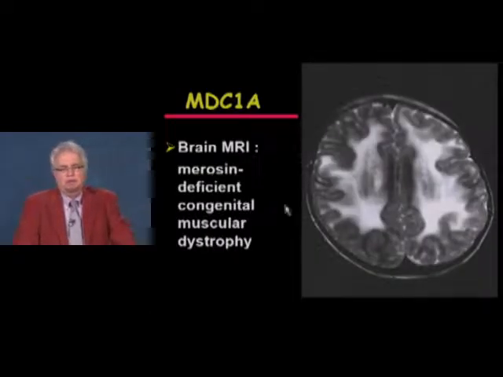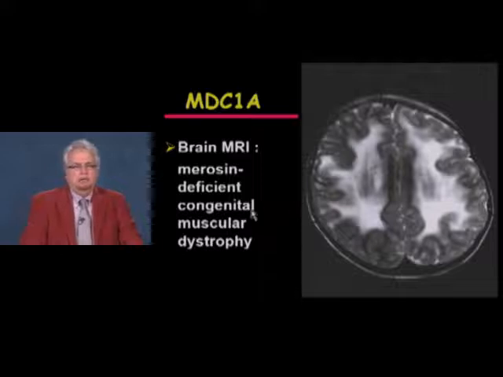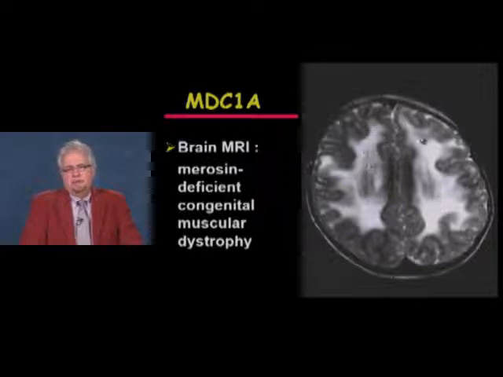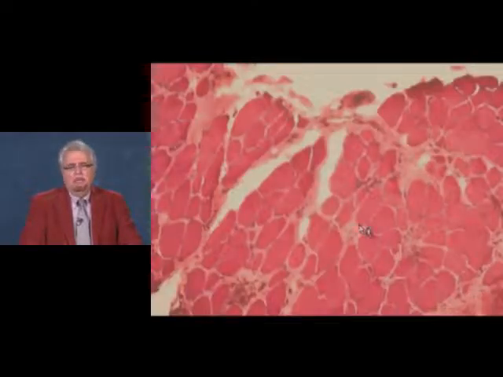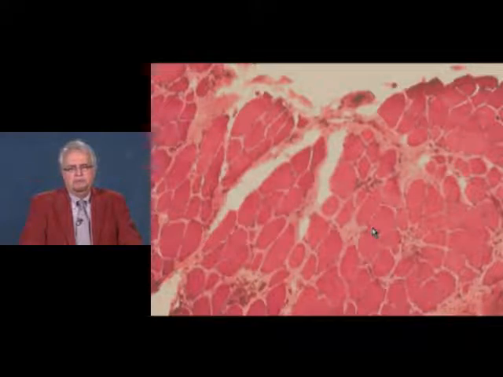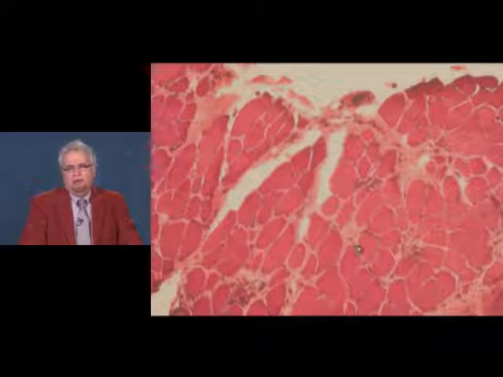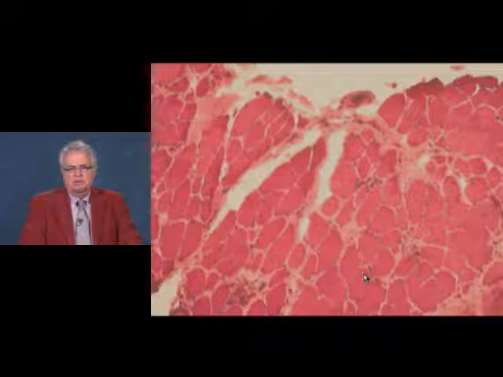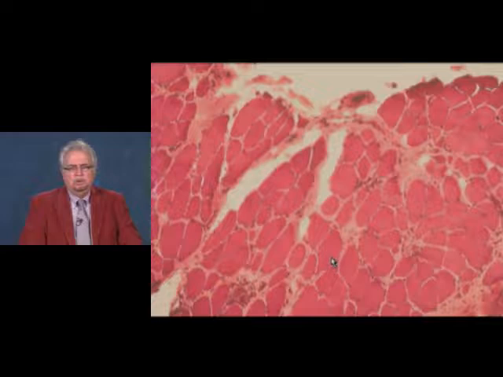If you do an MRI in a patient with MDC1A, it has a pattern of leukodystrophy. You see these hyperintensities in the white matter, which seem to be symmetric and bilateral. And if you do a muscle biopsy, it has this nonspecific dystrophic appearance, looks like muscular dystrophy with fibers falling apart, significant variation in fiber size, and also significant amounts of connective tissue in between the muscle fibers and also between the fascicles.